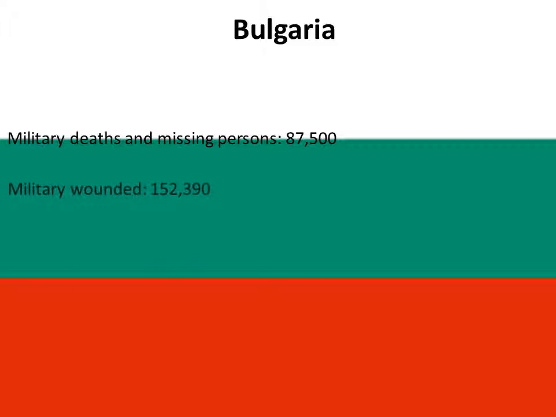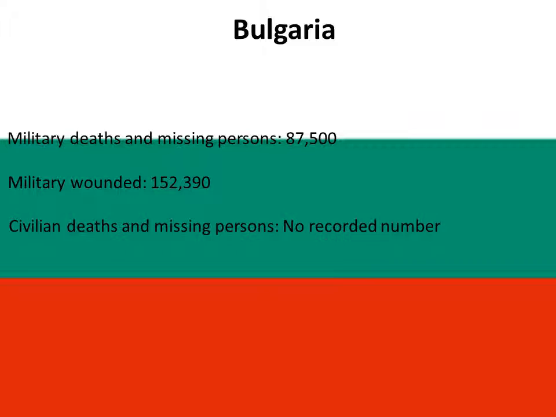Bulgaria. Military deaths and missing persons are numbered at 87,500. Military wounded is numbered at 152,390. There is no recorded number for civilian deaths and missing persons.